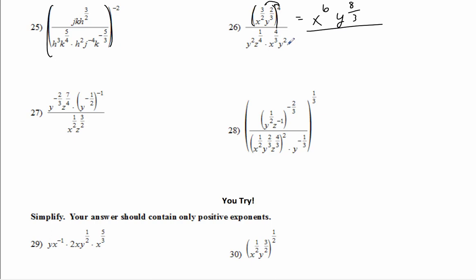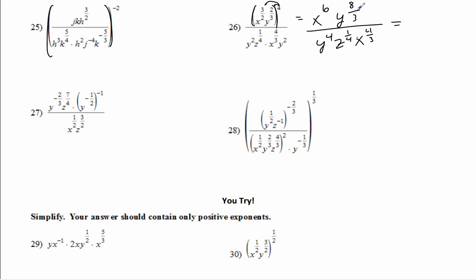Now in my denominator, do I have anything I can combine? Yes, actually, I have my y's. I have 2 plus 2, which is y to the 4th power down there. Z to the 1/4 is still down there, and x to the 4/3 is still down there. I don't have any other of them down there, so I don't have to combine them with anything.